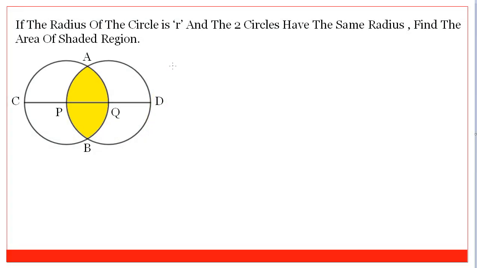Hi friends, today in this video I am going to solve the question which is on the screen. If the radius of the circle is r and the two circles have the same radius, find the area of the shaded region. This video is the continuation of the last video.